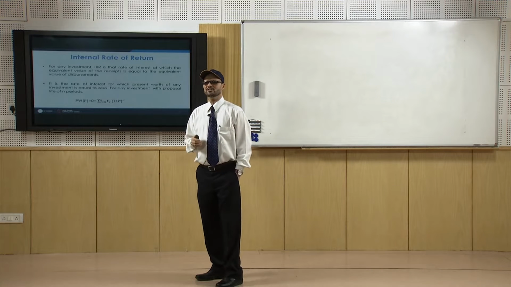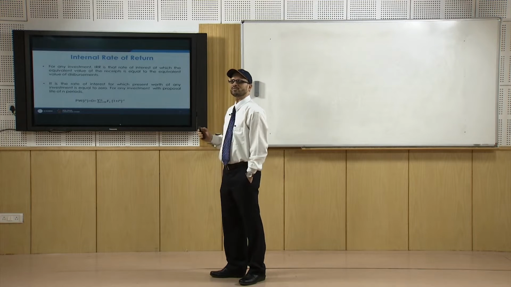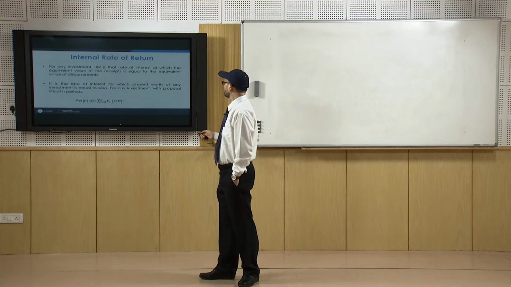We have already discussed that the internal rate of return is that rate of interest at which the equivalent value of receipts is equal to the equivalent value of disbursements. So, basically at this rate of interest the present worth value will be equal to 0 for any investment. This is how the internal rate of return is calculated.